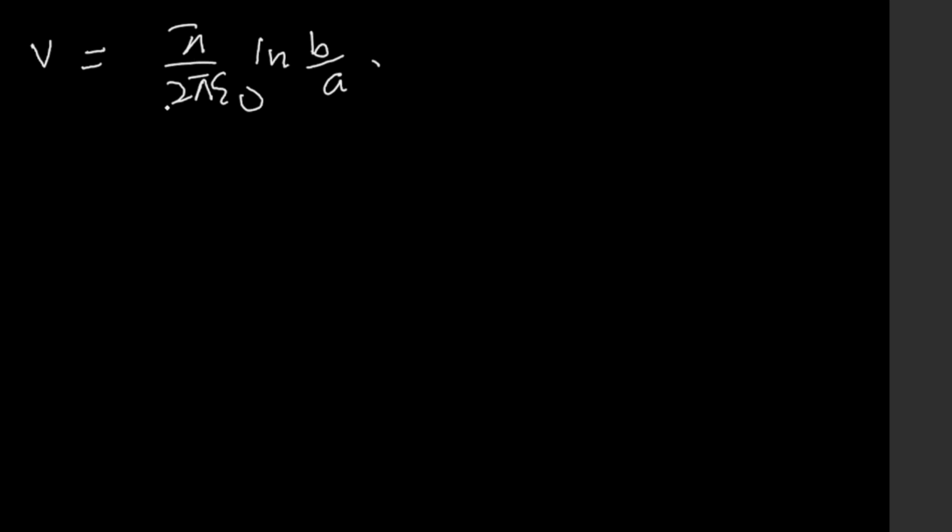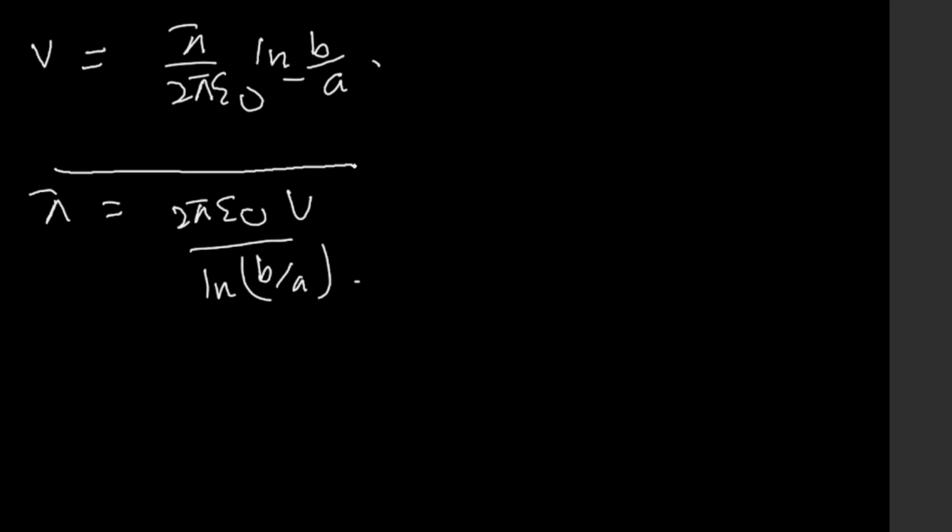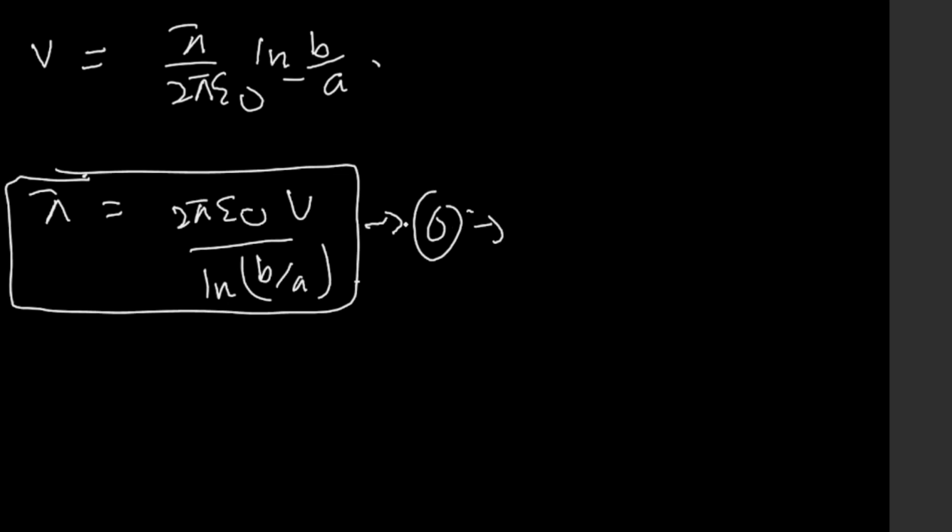Now we will find lambda here, so we will multiply the other quantities across. So lambda equals 2 pi epsilon naught V, divided by ln of b divided by a. This is the linear charge density on the inner cylinder. Name it equation 6. Now we will put this back into the equation of current, which we didn't name, but the equation was I equals sigma divided by epsilon naught times lambda L. Name it equation 7.